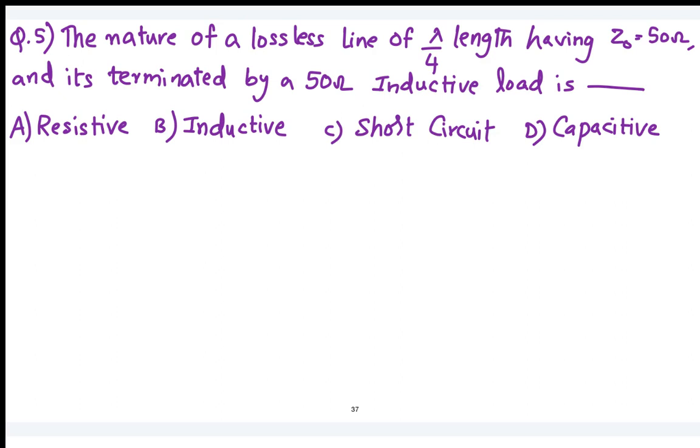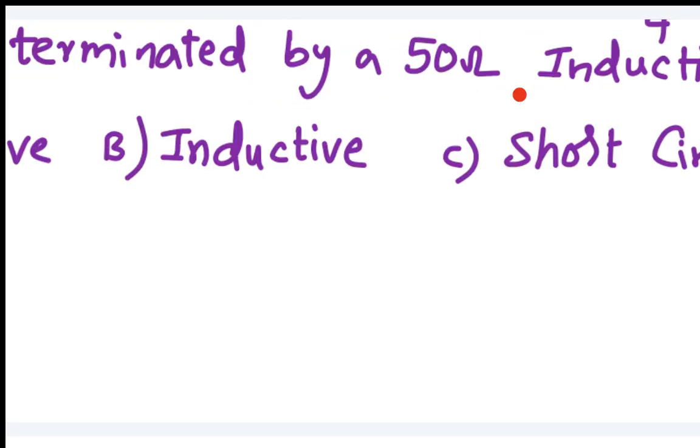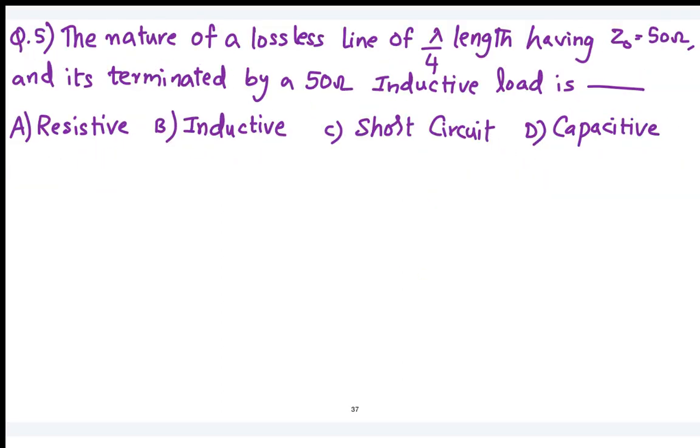See here, the nature of the lossless line of lambda by 4 length having Z naught equal to 50 ohms, terminated with a 50 ohms inductive load. We have to find out what is the nature of the lossless line. So this is your lambda by 4 line, and an inductive load of 50 ohms means that it will be 50 into j, and the characteristic impedance is 50 ohms. The question is asking about the nature of the input impedance. You just correct it here: what is the nature of the input impedance?